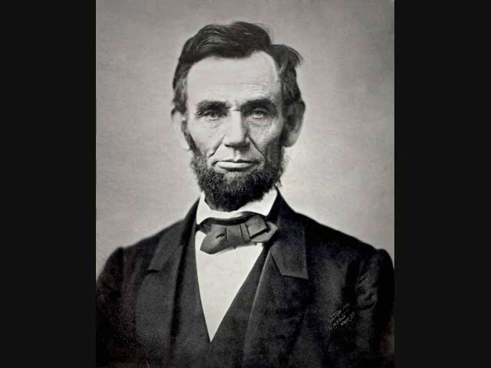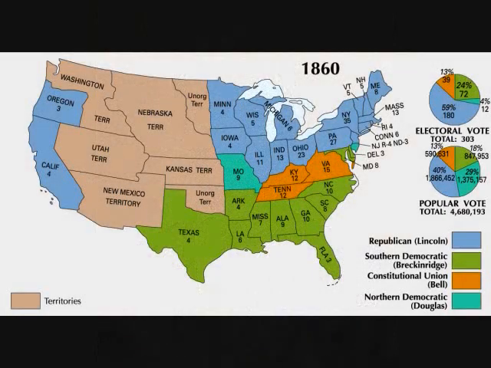In the election of 1860, Abraham Lincoln won by what seemed to be a landslide. He only obtained 40% of the popular vote, while the Democratic Party obtained less than 29%. The Constitutional Union got 12%, and the Southern Democratic Party obtained 18%. The election of an abolitionist like Lincoln appalled the South.